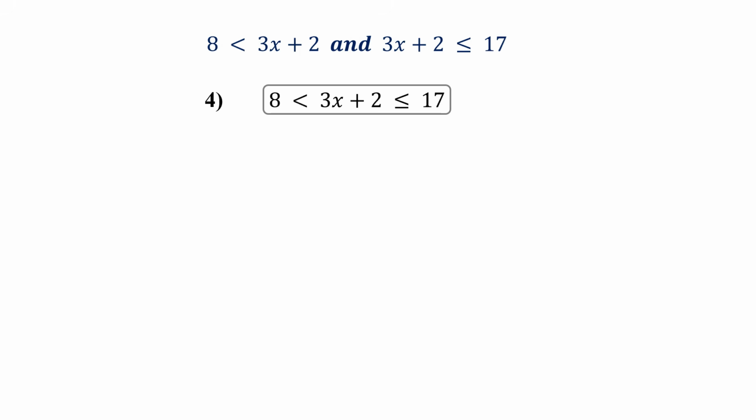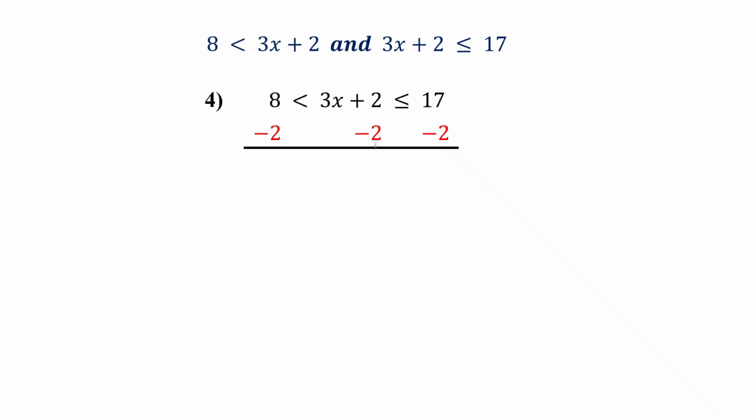The goal is still the same, get x by itself, but this time in the middle. The golden rule for solving any double inequality is that, whatever you do to the middle, you must do to the left and the right sides to keep everything balanced. First, we need to isolate 3x in the middle. To do that, we subtract 2 from all three parts.